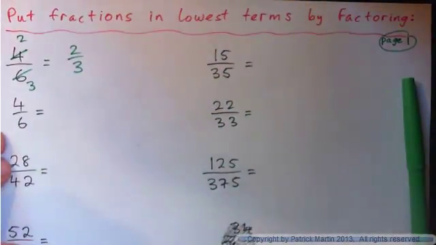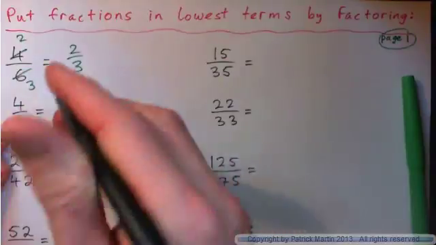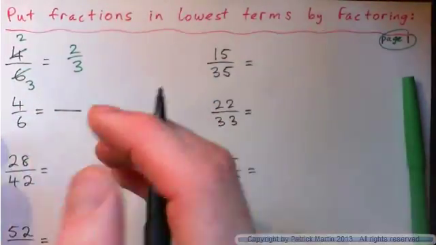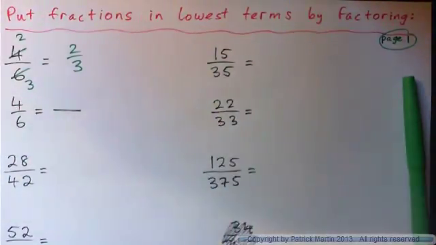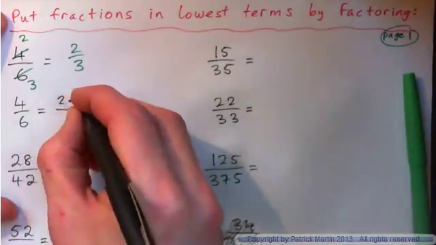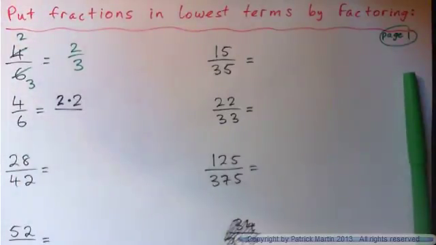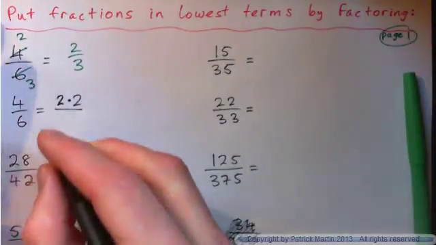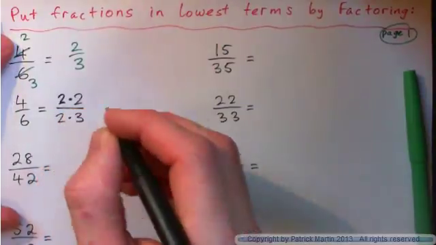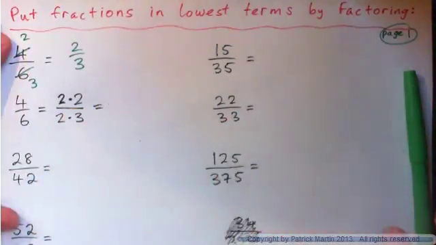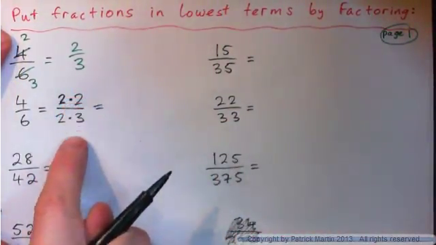The other way is to factorize everything first. Factorize means break it down into numbers that multiply each other to get that. So, for example, 4 is 2 times 2, right? If you factorize 6, what do you get? 6 is 2 times 3, right? And so basically in this video I would like you to do this method.